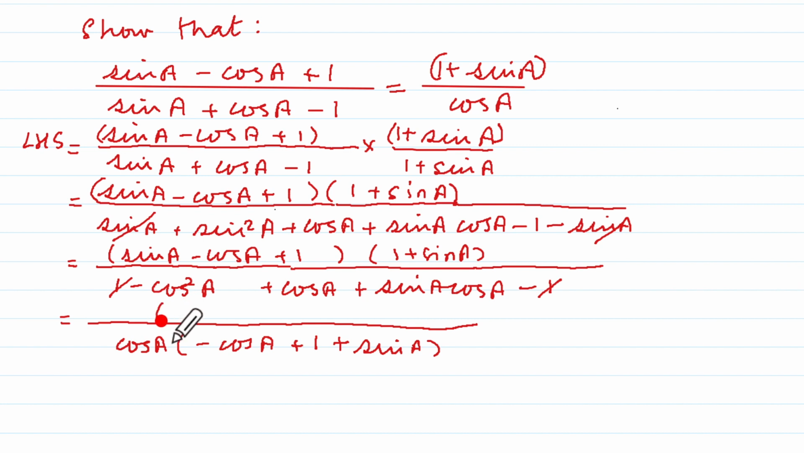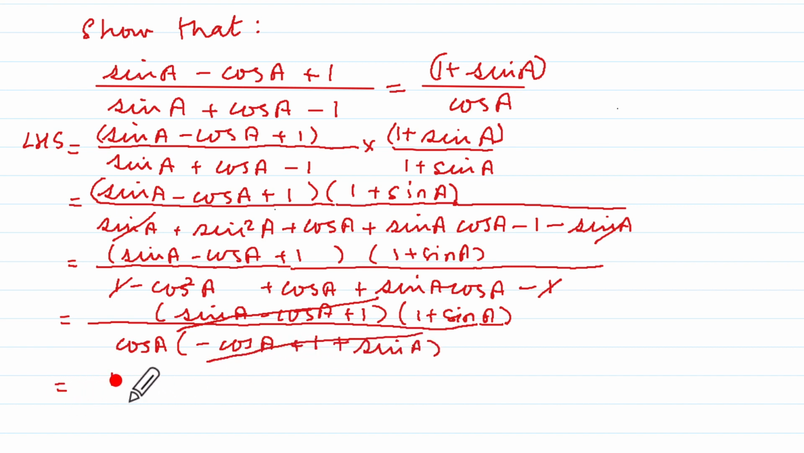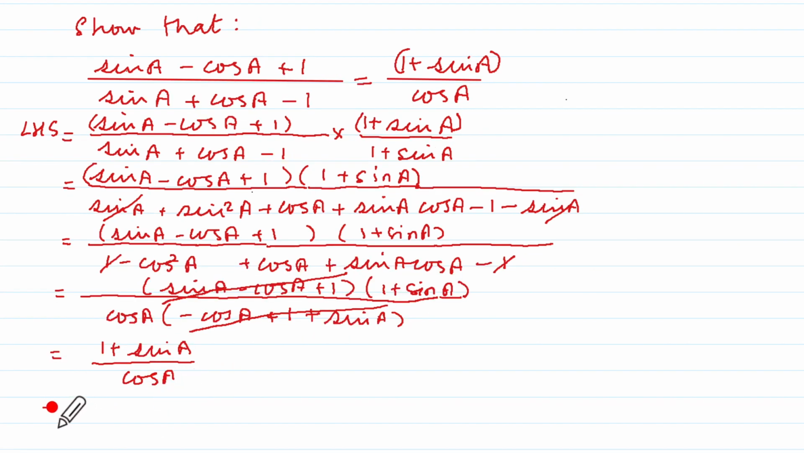Okay, so that will give us in the numerator sine a minus cos a plus 1 and 1 plus sine a. Can you see this and this? Aren't they the same? Sine a, then cos a has got minus sign, and then 1. So this bracket is cancelling out with this one. What do we have? 1 plus sine a upon cos a. So it's not all that scary, right?